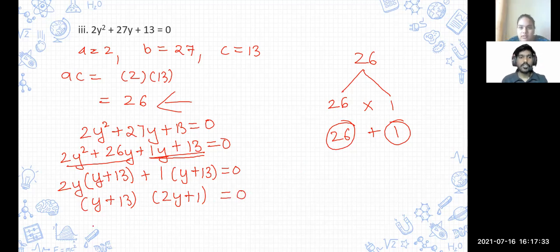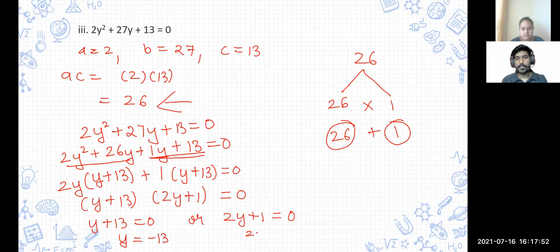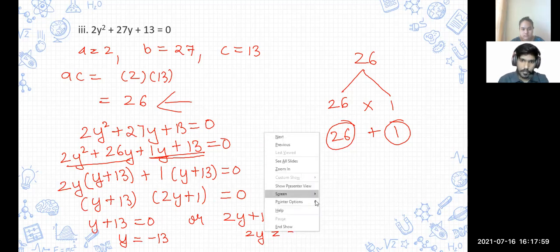Yes. Correct. So our next step would be y plus 13 equal to 0, or 2y plus 1 is equal to 0. Now in the first one, if you take plus 13 on the other side, you'll have y is equal to minus 13. And in the second one, if you take plus 1 on the other side, you'll have 2y is equal to minus 1.